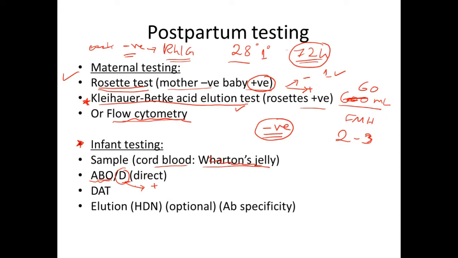Why, didn't we give her RhIG? Yes, we gave her RhIG but the dose was not enough for her. We should have given her more than 1 dose. So we have to be careful and do this test. We have to do the ABO test for the baby and also D. If we want to do ABO, we have to do direct and indirect.